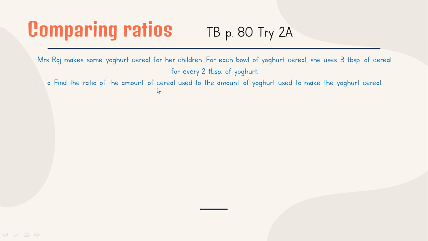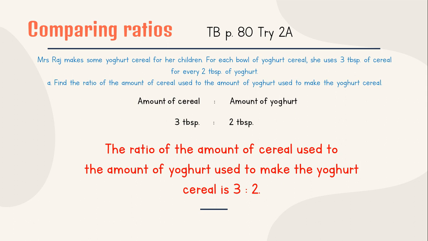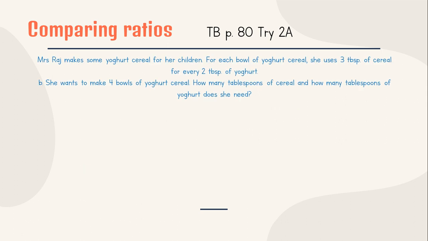Find the ratio of the amount of cereal used to the amount of yogurt used to make the yogurt cereal. So it's kind of easy. The ratio of cereal to yogurt. We know that she used 3 tablespoons of cereal and 2 tablespoons of yogurt. So the ratio will be 3 to 2. Even though the question is so long, the point is so simple. That's it, 3 to 2. Go to the next.